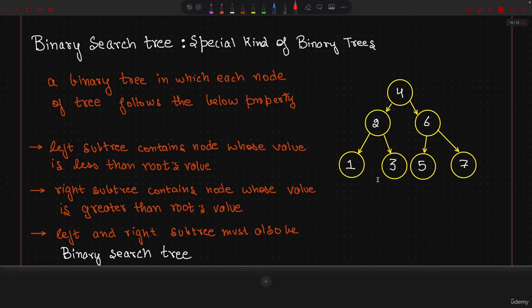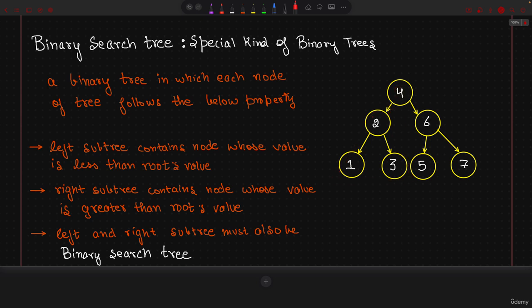So a binary search tree is a special kind of a binary tree in which the tree follows this property. Left subtree contains nodes whose value is less than the root value. For example, if root value is 4, in this full left subtree, you will not get a single value which is greater than 4. That is what a binary search tree is. Okay, so we are going to discuss this a lot in depth in the next module as well. But let's have a basic idea clear here.